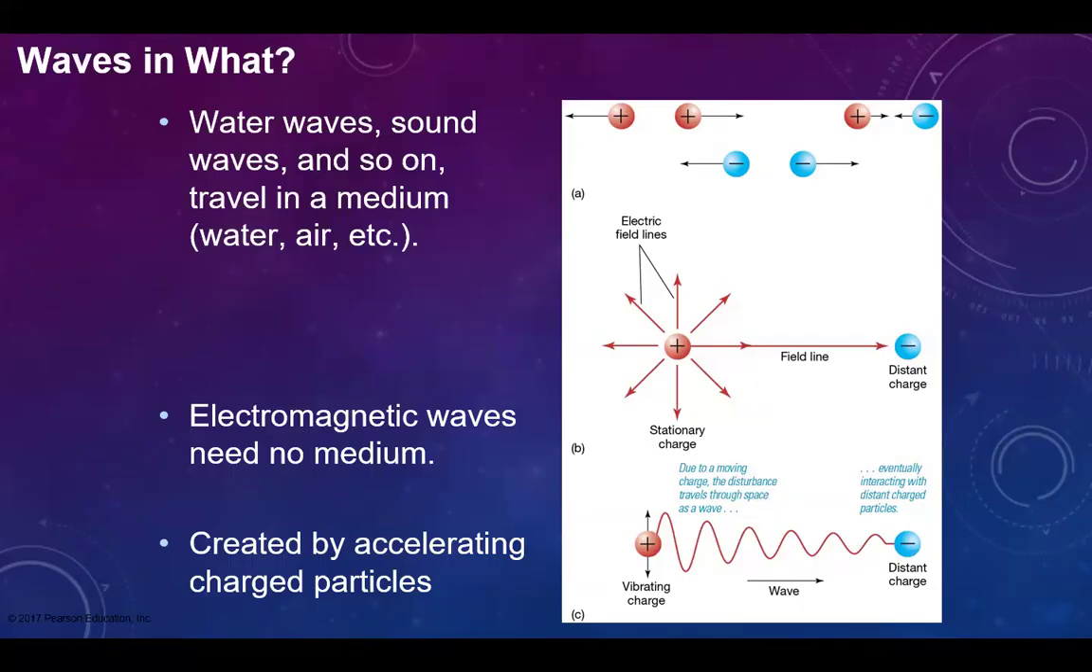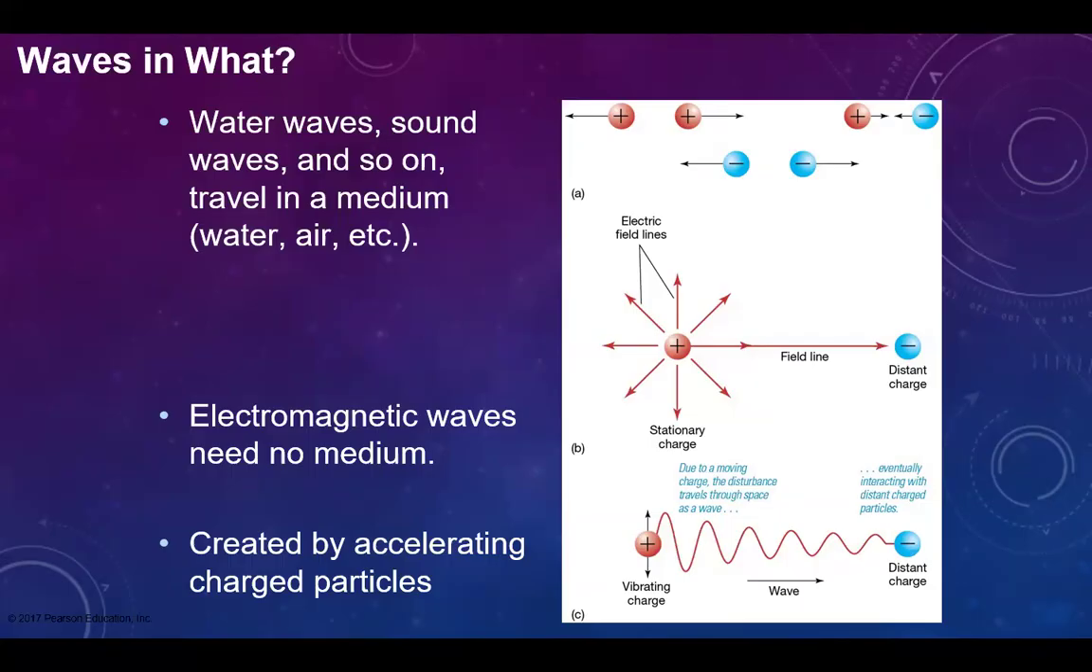Water waves, sound waves, etc., all travel through a medium. So water waves travel through water. Sound waves travel through air and other things. Electromagnetic waves travel through the electromagnetic field. They don't need a medium, because the changing electric field creates a magnetic field, and the changing magnetic field creates an electric field. So it sort of feeds back into itself and travels on its own. It doesn't need some stuff there to do it.